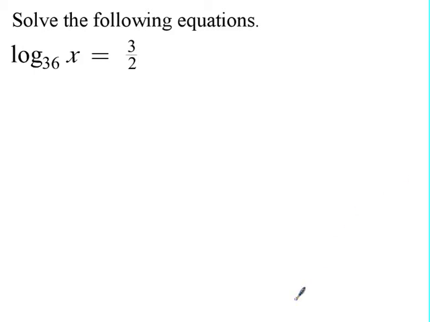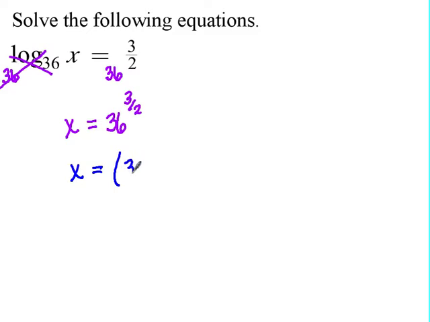It says log base 36 of x equals 3 halves. In order to solve this, I need to get rid of the logarithm, so I'm going to raise 36 to both sides. On the left side, I am left with x equals 36 to the 3 halves power. Now you need to evaluate this without using a calculator. To do that, remember, we are going to take out the denominator, which is the bottom.